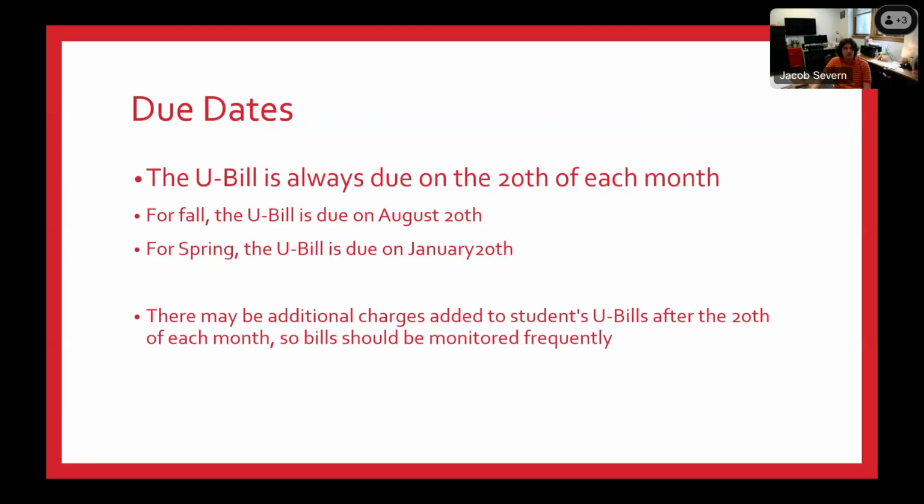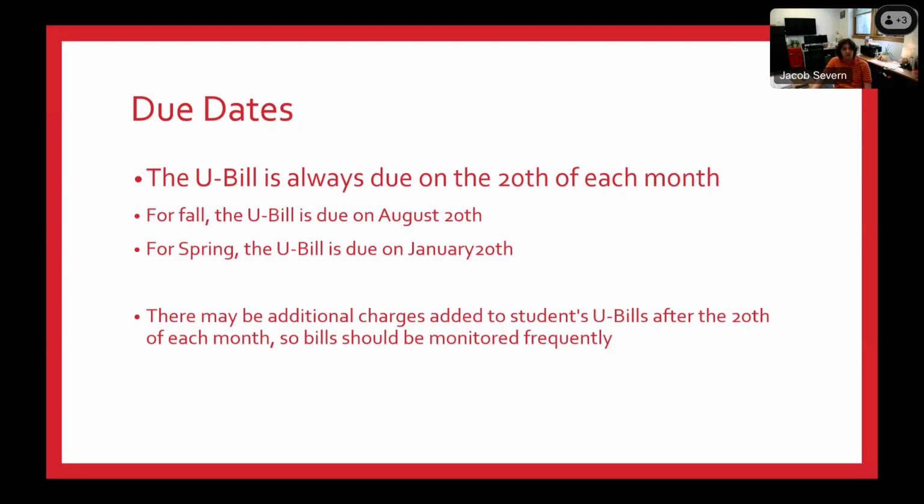Financial aid is going to disperse on August 21st. The U-bill is always going to be due on the 20th of each month. For the fall, that means your university bill is going to be due on August 20th. So we recognize that August 20th is a day before financial aid is going to disperse on August 21st. This delay is caused by the implementation of Workday and should only be one time and temporary.